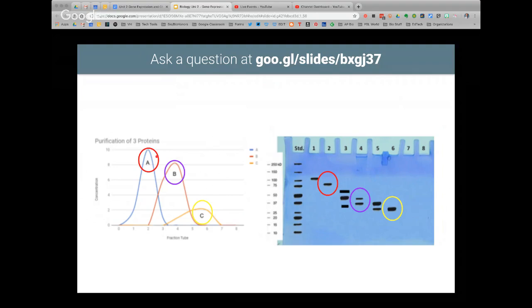So there's a lot of information that you can gain from being able to analyze these graphs and analyze a gel. So again, big proteins fall out first, small proteins fall out last. Big proteins are found higher up in the gel, smaller proteins are found further down in the gel. Let's see if there's any questions before we move on to GMOs.